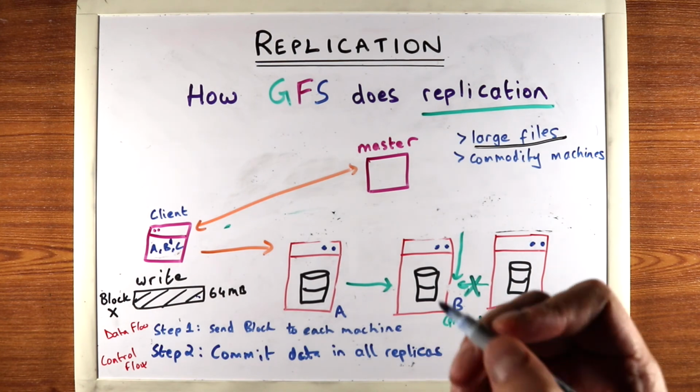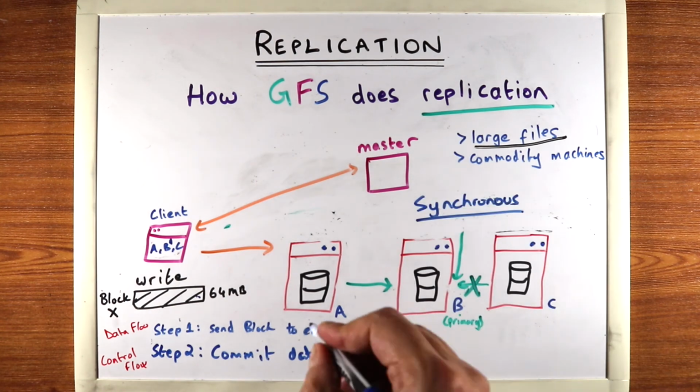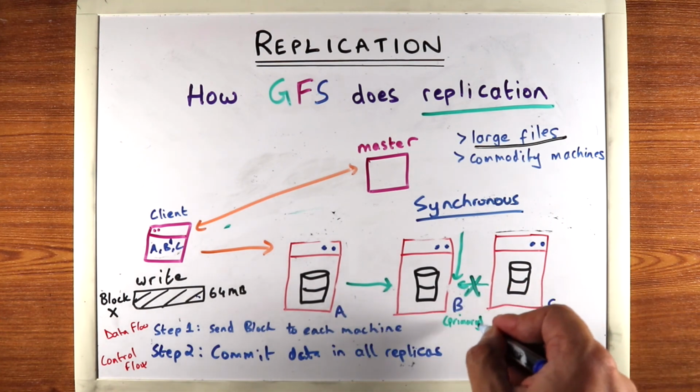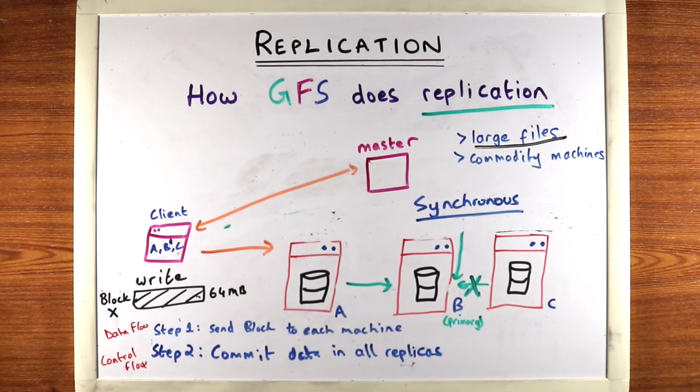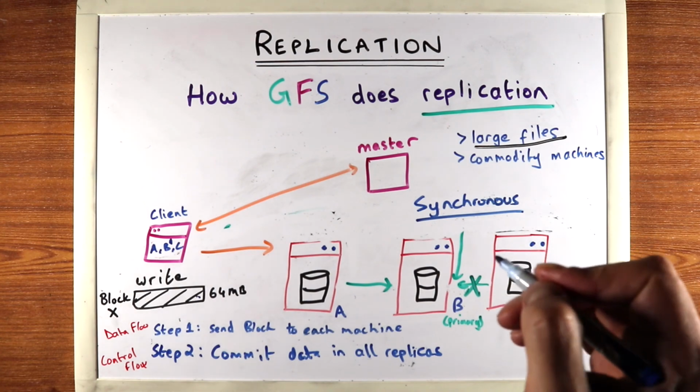Okay, so what you'll see here was synchronous replication, right? Everything was committed at once, and if even one of the commits failed, the write did not succeed. And so this was an example of synchronous replication used in the real world.